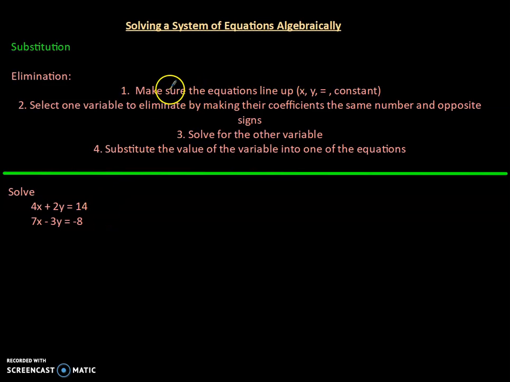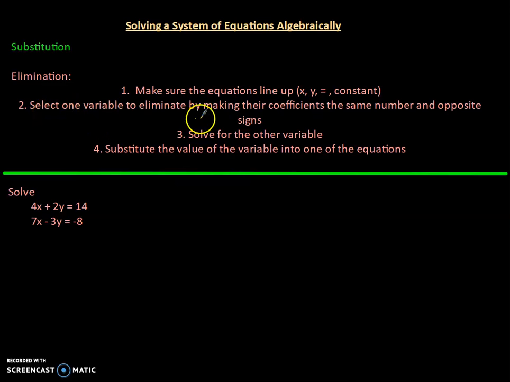So if we look, the problem that I've given you is set up for elimination because the first step is to make sure the equations line up. Notice the x's line up, the y's line up, the equal sign, as well as the constant. If they don't line up yet, then that's going to be step one of elimination, making sure that they line up.